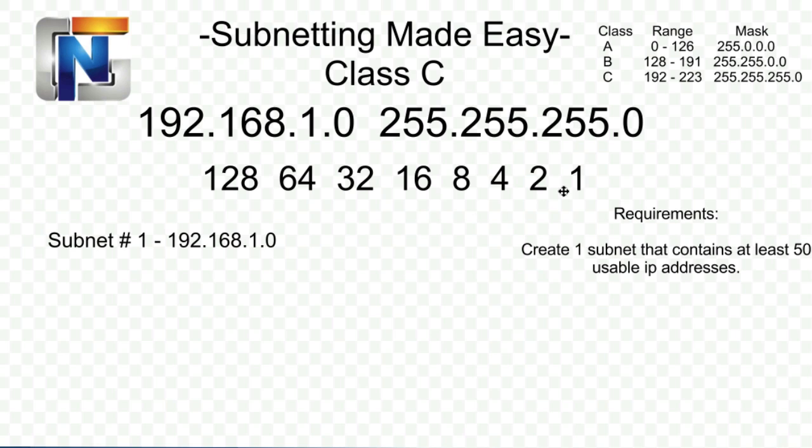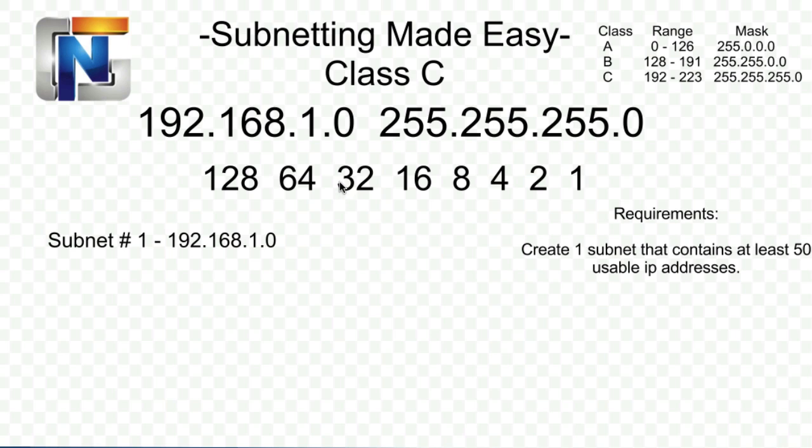So, adding these numbers from right to left, what gets us to 50 first? Well, 1 plus 2 plus 4 plus 8 plus 16. What does that equal? An easy way to figure this out is it's going to be 1 less than the number to the left of it. So 16 plus 8 plus 4 plus 2 plus 1 is going to equal 31, which is 1 less than 32. Hey, does that give us 50 usable IP addresses, 31? No, that's too small. So what we need to do is go on to the next one.